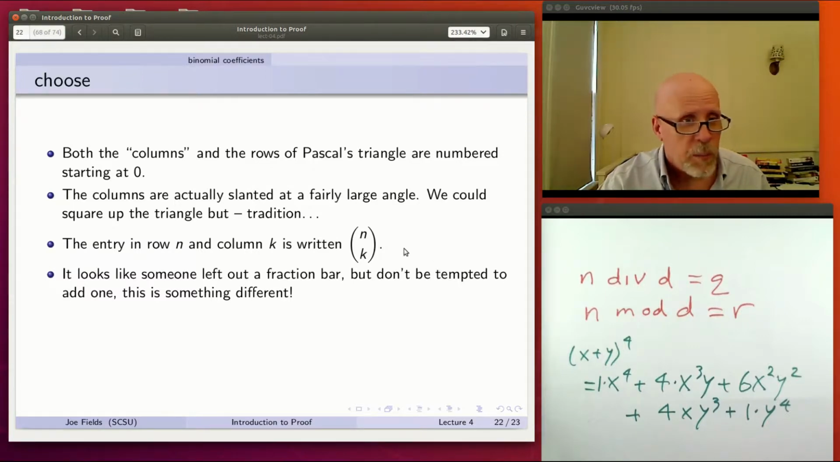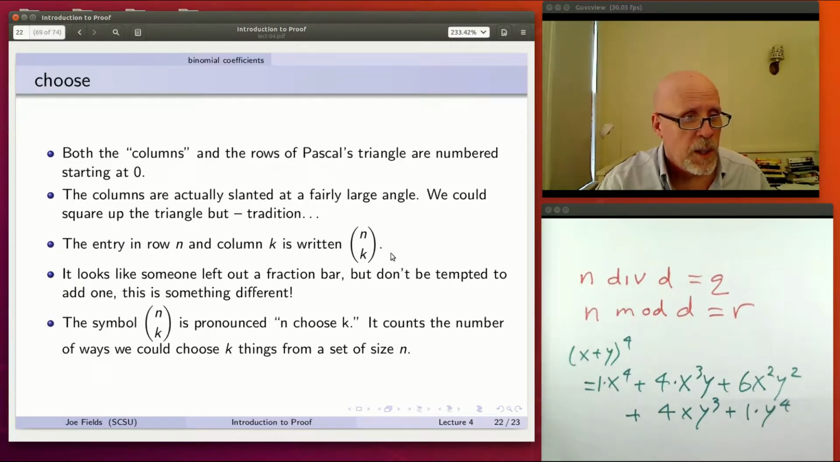Please don't put a fraction bar in, because that would mean something else entirely. And this is not meant to be a fraction. It's a way of referring to the N, K position in the triangle. That symbol with the N over the K in parentheses is pronounced "N choose K". And what it does is count the total number of ways you could pick K things from a set of size N.